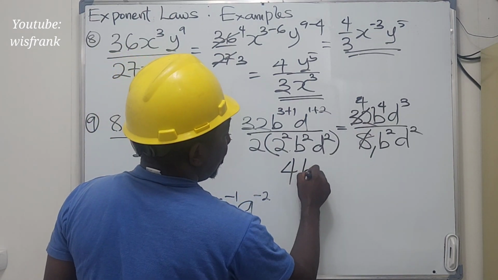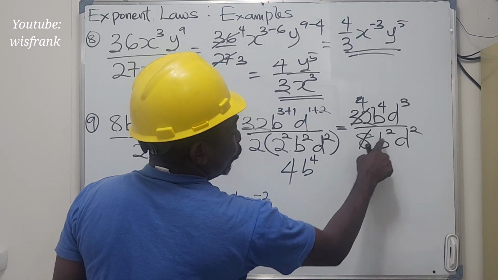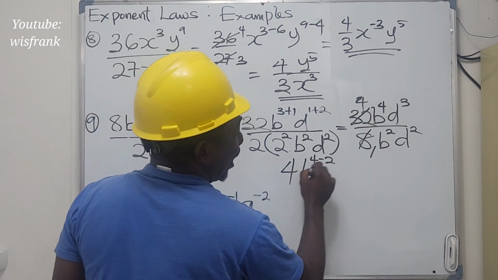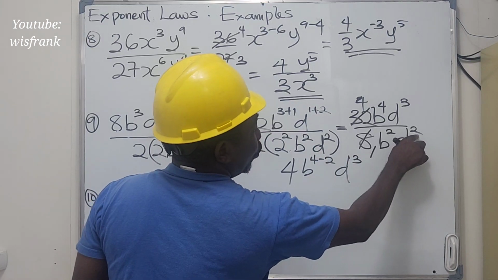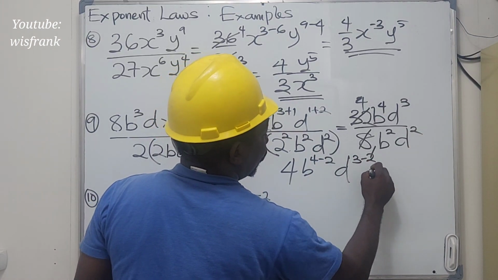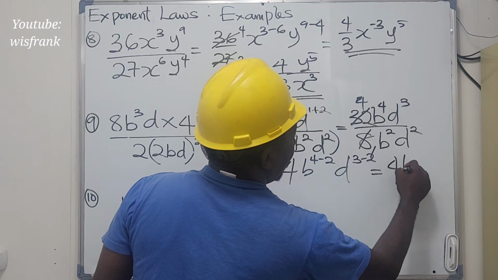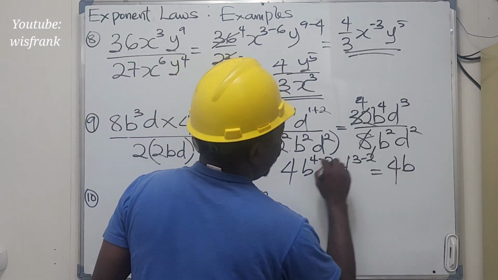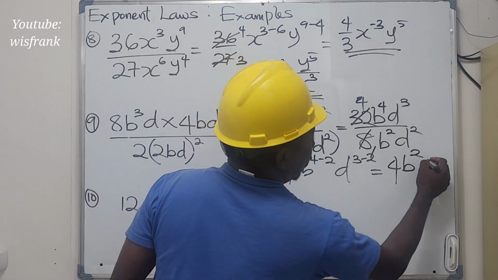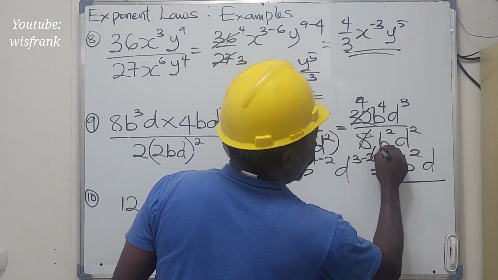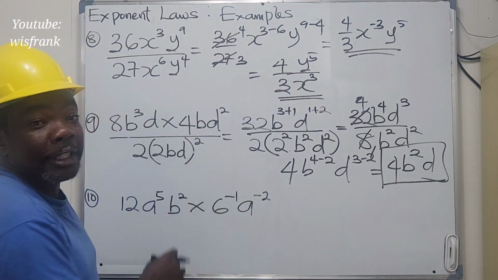We have here b to the power of 4. Here we have 2. So 2 goes up, becomes minus 2. We have here d to the power of 3. We have 2 here. 2 goes up, becomes minus 2. So this can be written as 4b to the power of 4 minus 2 is 2. Then we have here 3 minus 2 is 1. So 4d. So this is what we have, the solution of this expression.